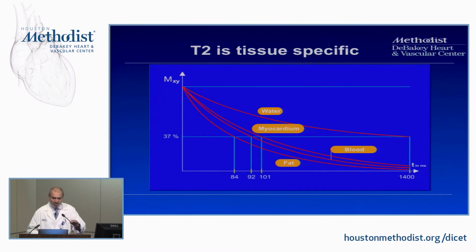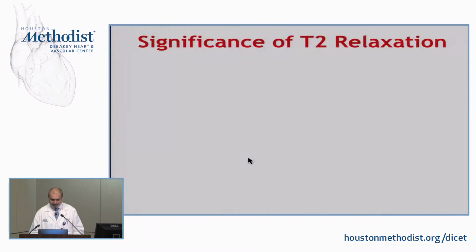And then T2 time is also tissue specific. To some extent, it's a little bit different in that water, which had a very long T1 time, also has a very long T2 time. So you can see here the amount of time that it takes for water to decay down to 37% is very, very long versus the amount of time that it takes, let's say, for myocardium or fat to have T2 decay occur.